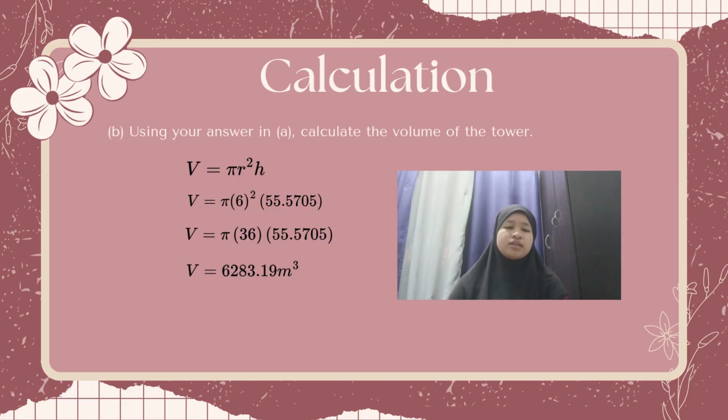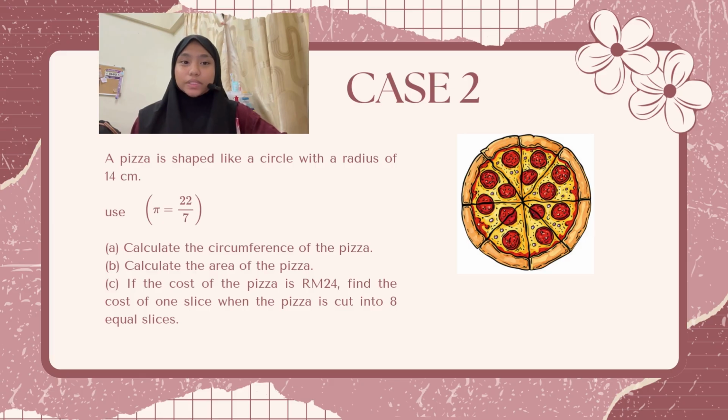Next, we find the volume of the tower. Since the tower is cylindrical, we use the formula volume equals pi r squared h. When we substitute the values, the equation is volume equals pi times 6 squared times 55.5705. 6 squared is equal to 36. So volume equals pi times 36 times 55.5705. Therefore, the volume of the Leaning Tower of Pisa is approximately 6283.19 cubic meters.